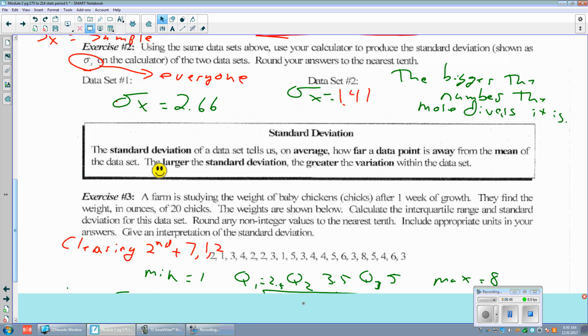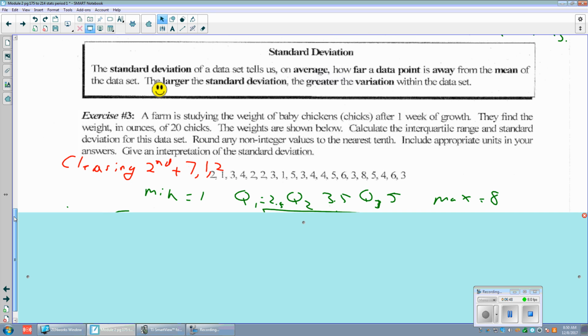Okay, so here we go. Example number 3. A farmer is studying the weight of baby chickens. I highly doubt that there were only 20 chickens on the farm. The weights are shown below. Calculate the interquartile range and standard deviation for this data. Round a non-integer value to the nearest tenth.